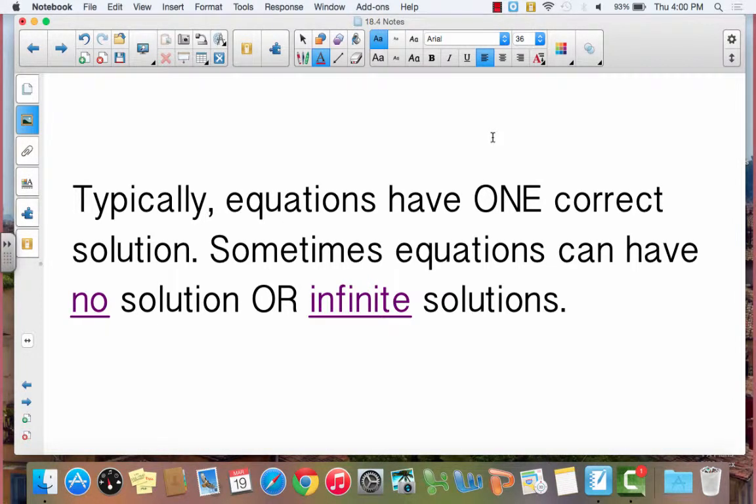In this video, we're going to look at some multi-step algebraic equations that either have no solution or have infinite solutions, meaning that either there is not any number that can replace the variable to make the equation true, which would classify it as a no solution, or any number can replace the variable and make the equation true, in which case we would identify it as an infinite solution.